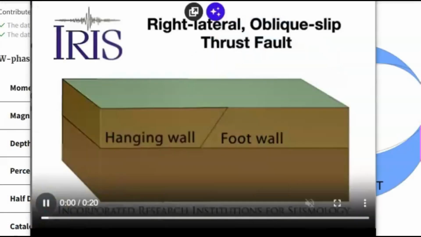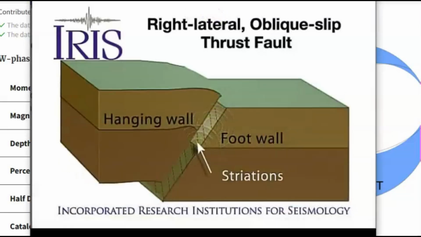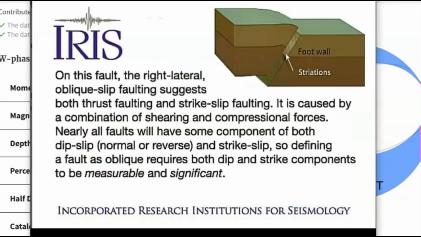I have a video here that I'll play that shows you what happens. Here we have the hanging wall and what they call the foot wall, and you can see the fault line right there in the middle. One side moves up, and the fault actually moves. For this example, it's a right lateral oblique slip faulting, suggesting both thrust faulting and strike slip faulting, caused by the combination of shearing and compressional forces.